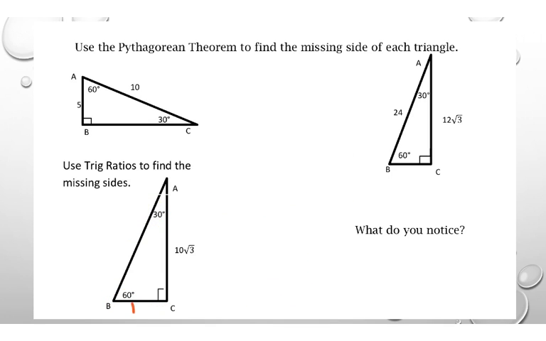So this one is 10 and this one is 20. And then this one is 5 square root 3, and then this one was 12. So do you notice any patterns? Pause the video for a second and see if you notice any patterns.